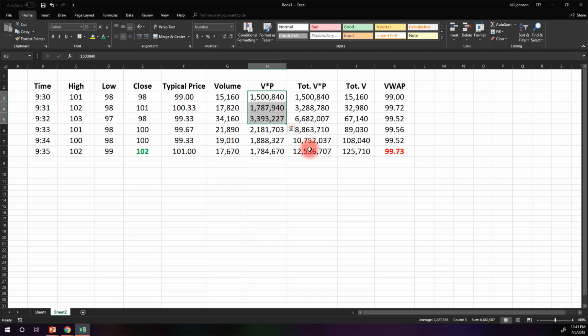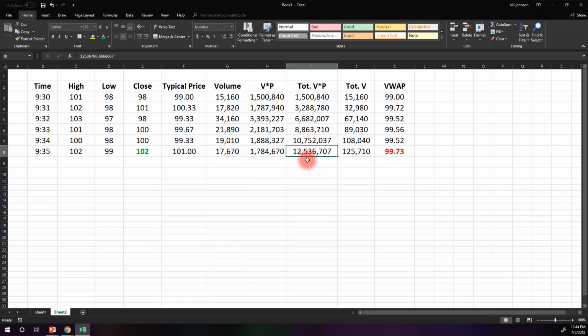So finally, when we get down to the very bottom here, this 12.5 million figure is just the sum of this entire column. I'm going to do the same thing for the total volume. Total volume, obviously, during my first minute is going to match. I take the 15,160 plus the 17,820. That gives me 32,980 at this level. And so I just keep working it all the way down. So this number right here, 125,710, is the sum of that entire column.